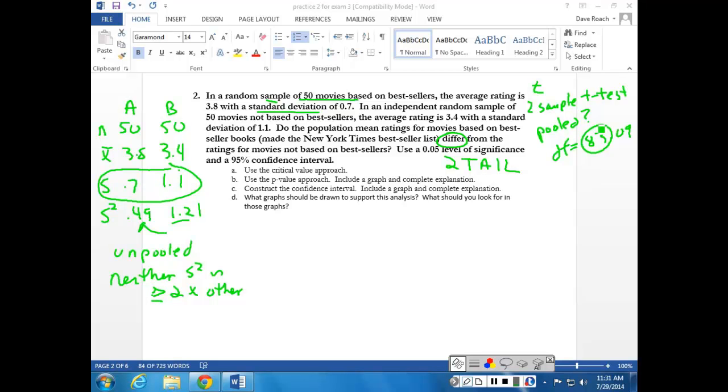So we'll state the hypotheses. H0 is that mu A is equal to mu B. Same thing as saying mu A minus mu B is equal to 0. Either one or both of those is fine. There's some advantage, I think, to thinking of that in both ways. And HA is that the two population means are different. Just different.